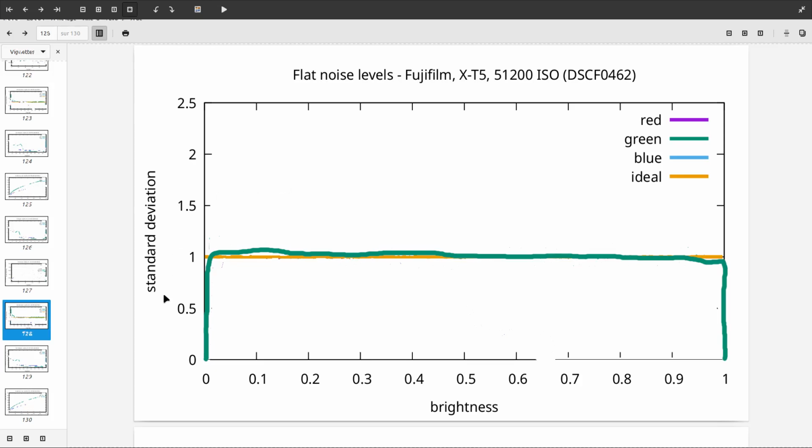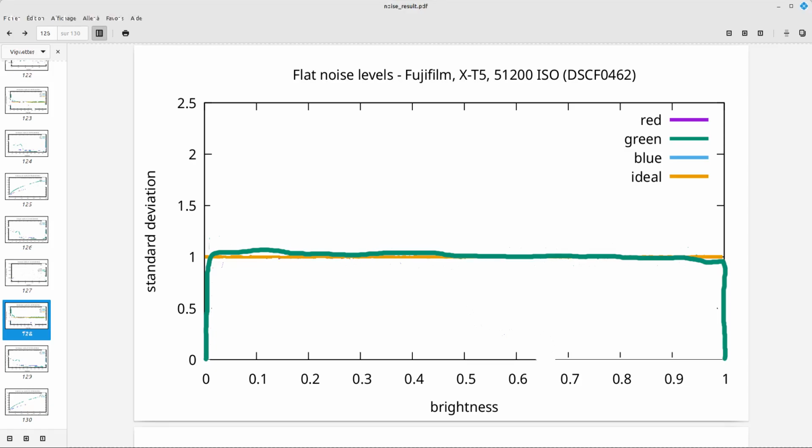I made a few sketches here to show you what would be a perfect profile and what would be a profile that we want to reject. So that's the perfect profile. Basically, we get a curve which is really close to the standard deviation of 1, whatever the brightness value.